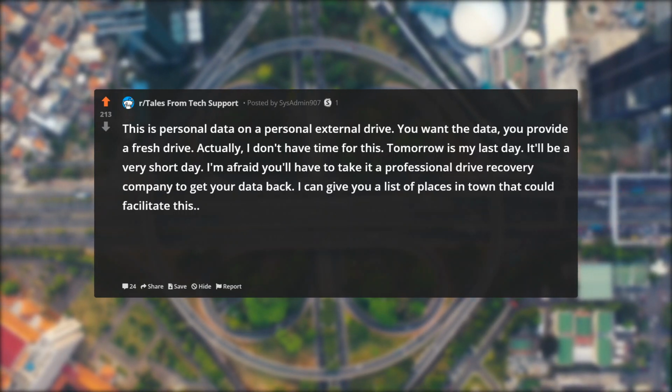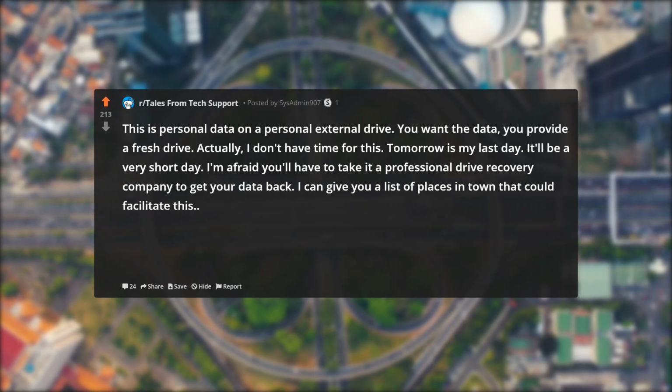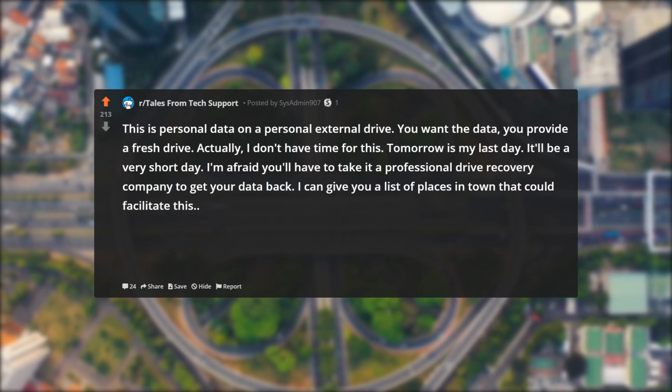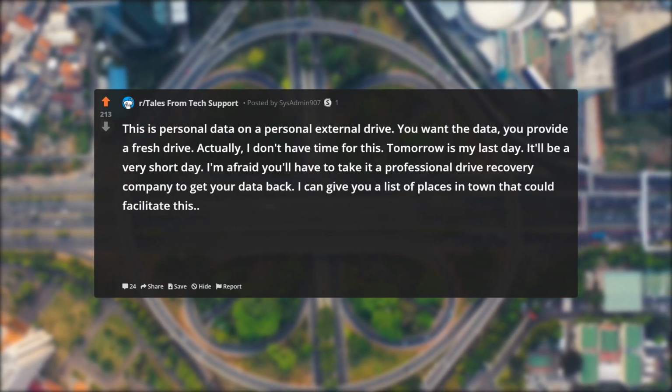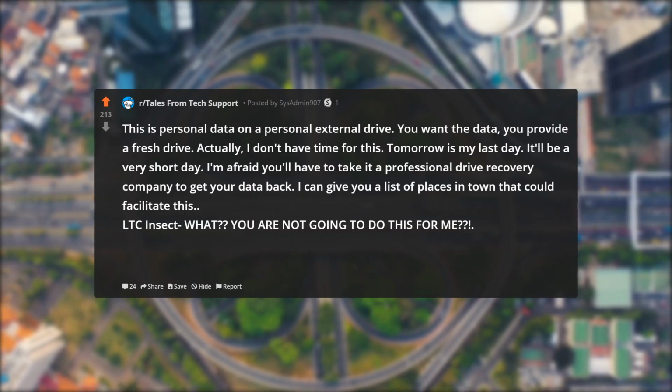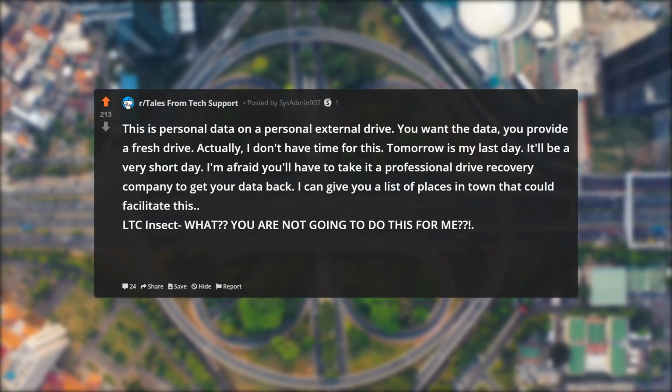Actually, I don't have time for this. Tomorrow is my last day. It'll be a very short day. I'm afraid you'll have to take it to a professional drive recovery company to get your data back. I can give you a list of places in town that could facilitate this. LTC Insect: What? You are not going to do this for me?